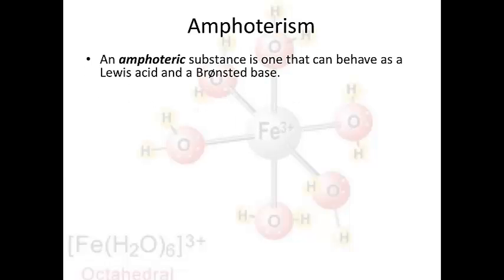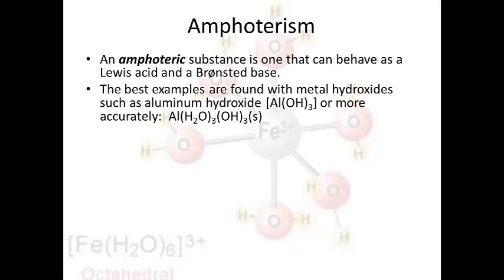An amphoteric substance is one that can behave as both a Lewis acid and a Bronsted base. Some examples are found with metal hydroxides, and we're going to be using this in lab quite a bit. An example of an amphoteric hydroxide is aluminum hydroxide. We typically would write this as Al(OH)3, but more accurately, this aluminum ion is surrounded by 6 different entities, and 3 of them are hydroxides and 3 of them are waters.